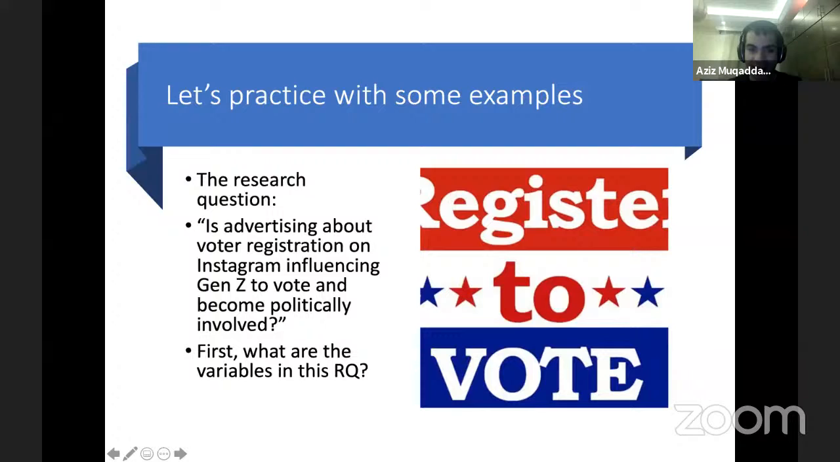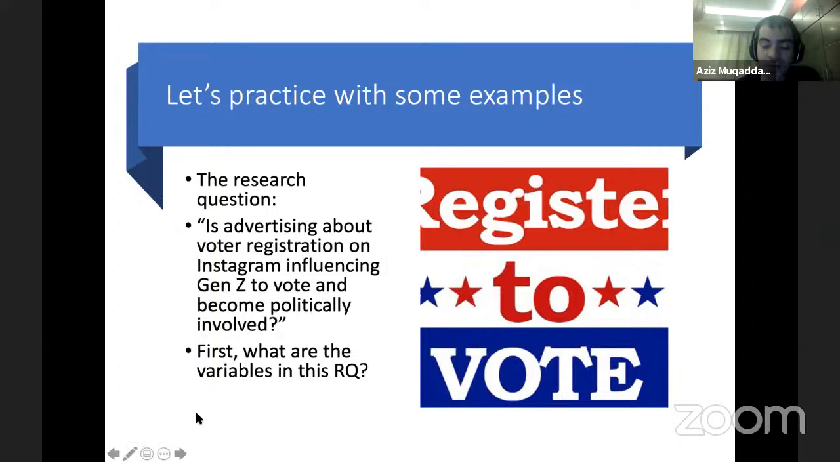example. So here, let's say I am starting a new research project, okay? And my research question is: is advertising about voter registration on Instagram influencing Gen Z to vote and become politically involved, right? So I'm saying, is political advertising or promotion on Instagram effective in making people from Gen Z politically involved? Gen Z is you, Zoomers, the people who are now between the ages of 14 and 21.